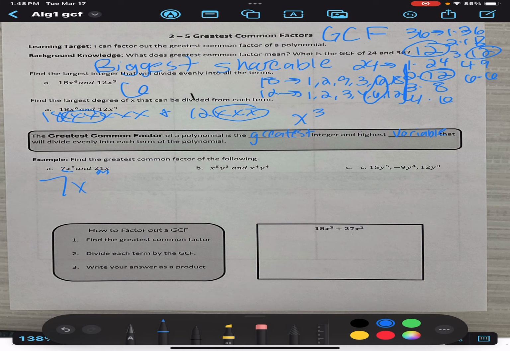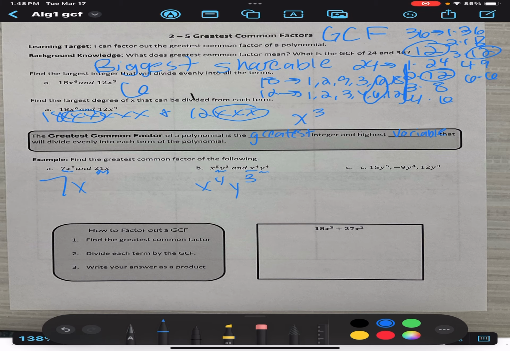Now, for B, they both have x's, they both have y's, but looking for the smallest one. This one has 5, the second piece has 4, so I can take 4 from each. This one has 3, and this one has 4, so I can only take 3 from each. So that would be my GCF for those two. And now I have 3 terms. So if you want, maybe pause the video and try this one, or let's just keep moving.